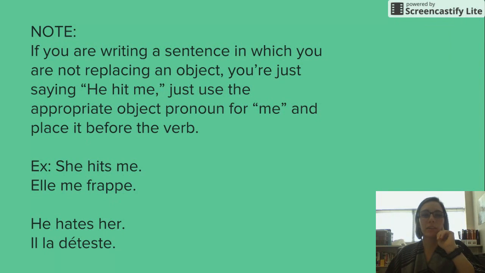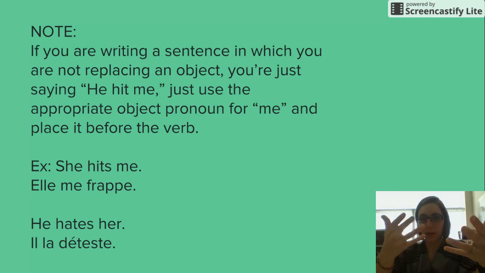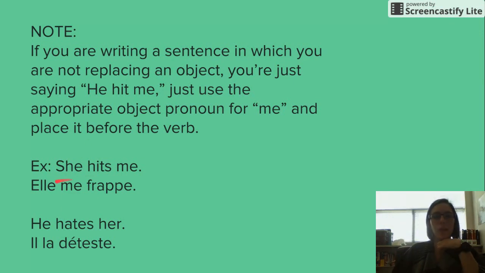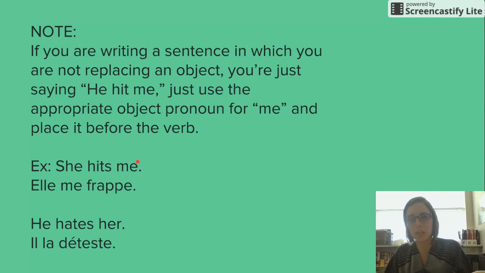Note, if you're writing a sentence in which you're not really replacing an object, you're just saying, he hit me or she did it, you're actually just going to use the appropriate object pronoun for whatever it is, whether it's me or it or you, and place it before the verb. Okay, so here we have, she hits me, elle me frappe. A lot of times when we're using the object pronouns that are specifically for people, like me, tu, nous, vous, we're not going to be replacing them so much. We're just going to be saying them.